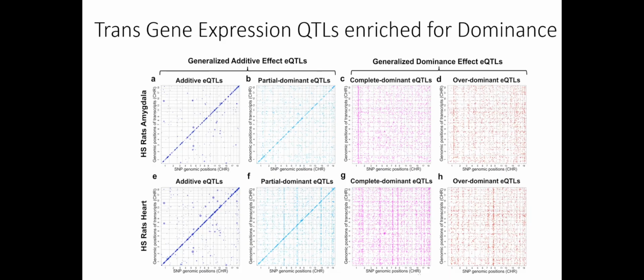However, the trans-eQTLs are enriched for dominance. It's not true to say that all trans-eQTLs are dominant, okay, but they are enriched for dominance. And obviously, with only a few hundred animals, we don't have that much statistical power, so we can't say for certain that every single dot on this image is a genuine, true positive. But they can't all be wrong.